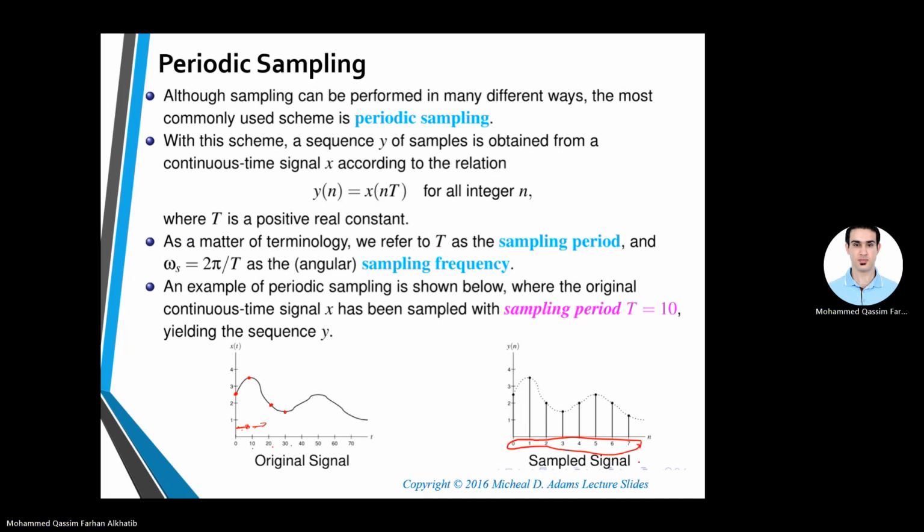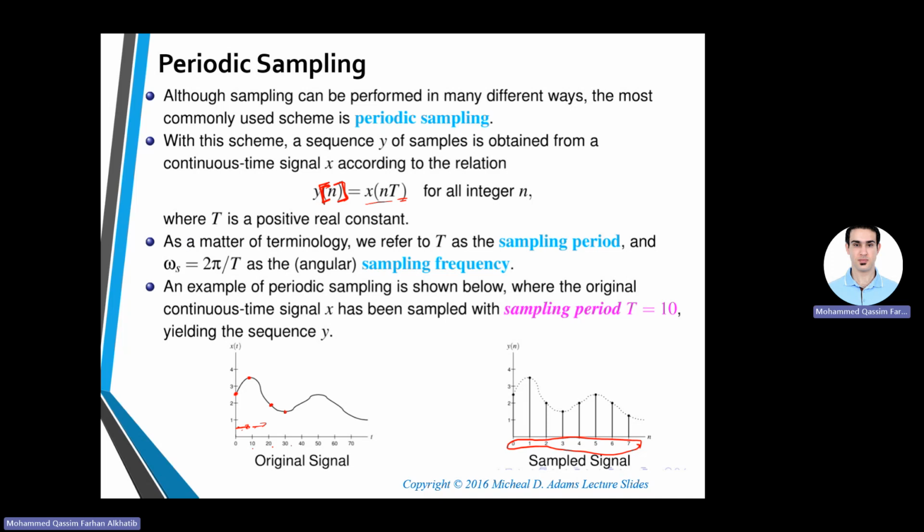So, does it have to be squared, right? Yes. With this scheme, a sequence of y samples is obtained from a continuous time signal x according to the relation y of n. Okay, so this one should be like this, but this one is still fine because x is the continuous one, but y should be the discrete one.